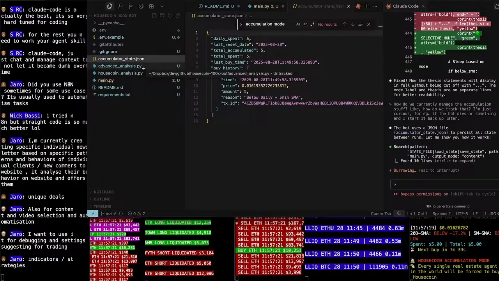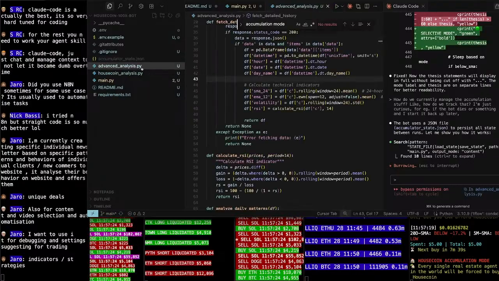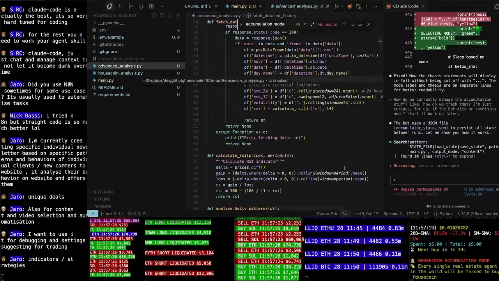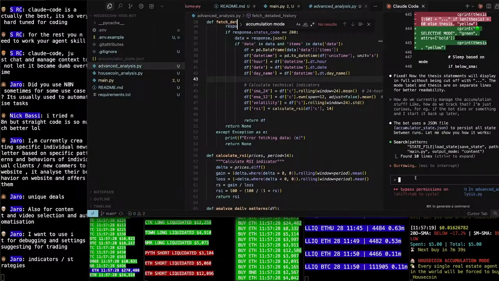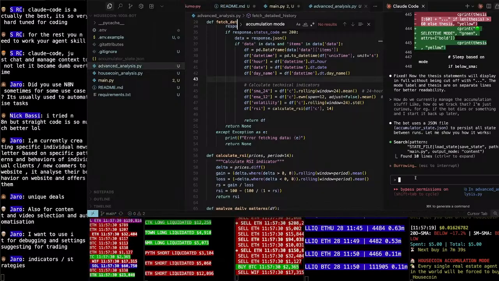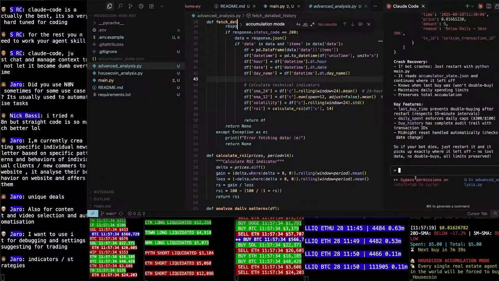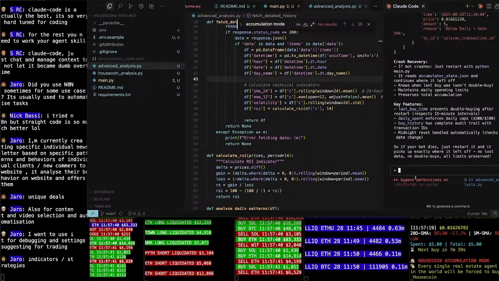Advanced analysis, Housecoin analysis. Remember, I asked you earlier to make the Housecoin analysis be all of our analysis, so our advanced analysis within it. So this will be a file that we can run and just get a good analysis of Housecoin at any moment. And I just want one file now, so it'll be Housecoin analysis.